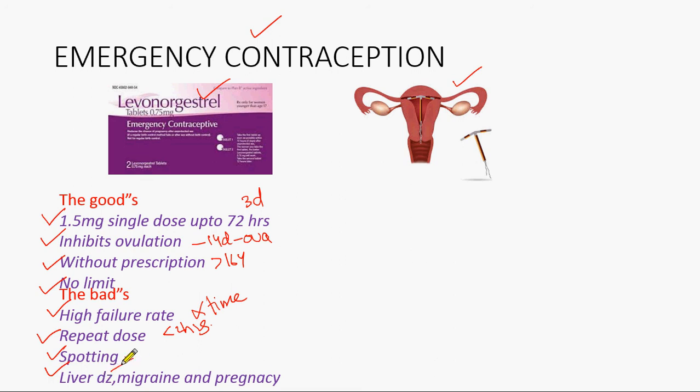The reason why we don't give levonorgestrel in liver disease is because liver metabolizes estrogen. We don't want to stress the liver in an already diseased liver. We don't give it during migraine because estrogen causes vasodilation, and vasodilation causes headache, and therefore we don't want to increase the headache in a patient already having migraine.